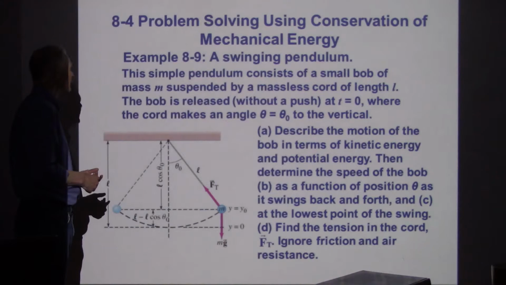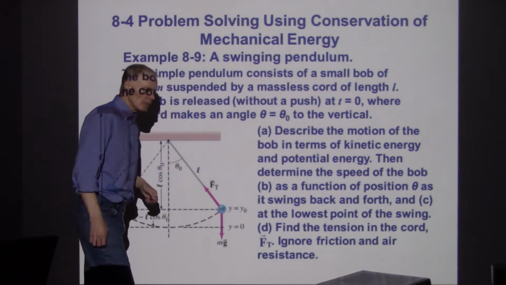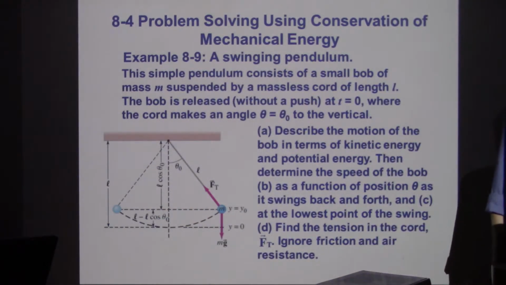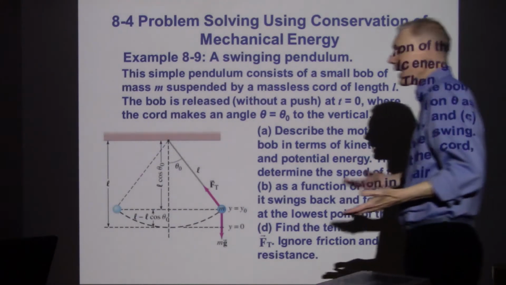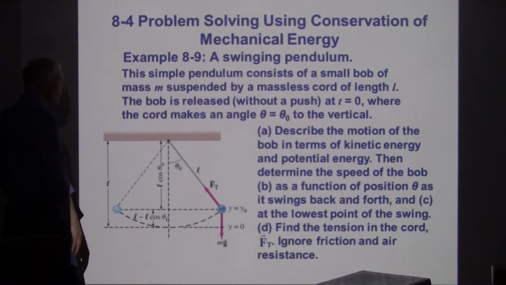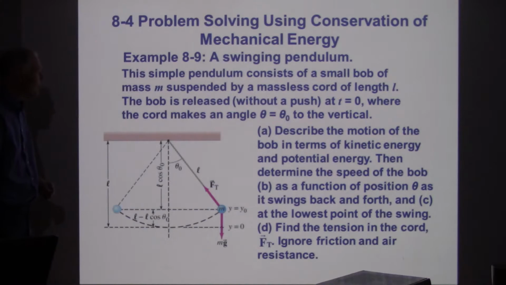All right, here's an example with a swinging pendulum. Now, a pendulum is a good example of using energy conservation to find out how fast a pendulum would be moving back and forth. How fast is the pendulum going to move at different locations? So here's the swinging pendulum.